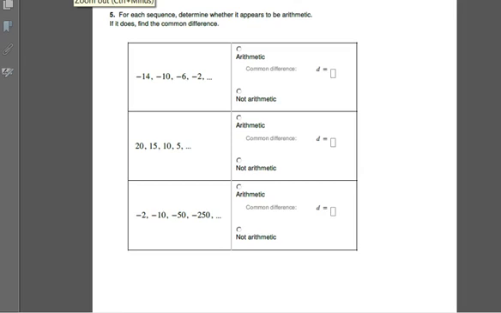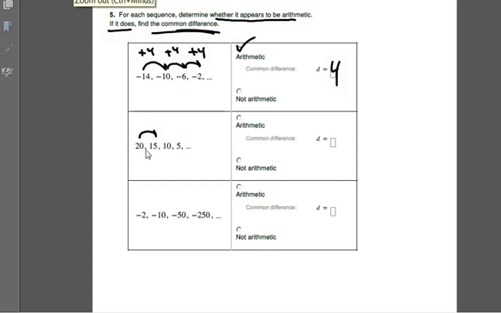Some more of the problems you might see are these, which prompt us to determine whether or not each one of these sequences is arithmetic, and if they are arithmetic, to find the common difference. So we'll just look at the difference between each one of these terms. From negative 14 to negative 10, that's a plus 4. Then another plus 4. Then another plus 4. That's arithmetic. Common difference of 4.